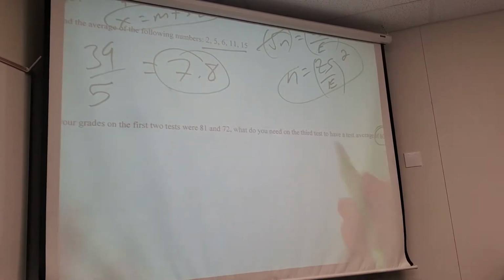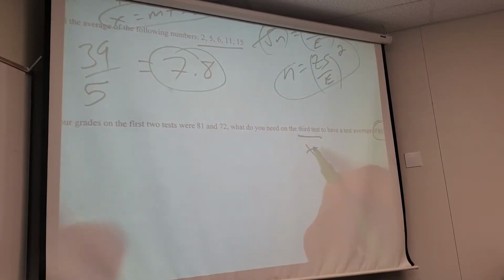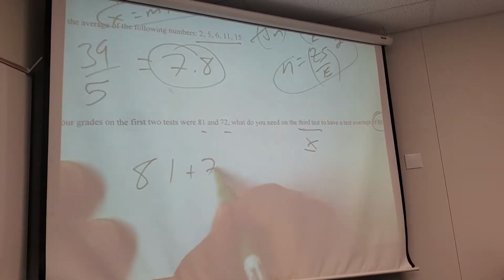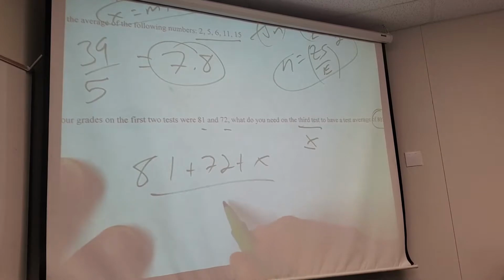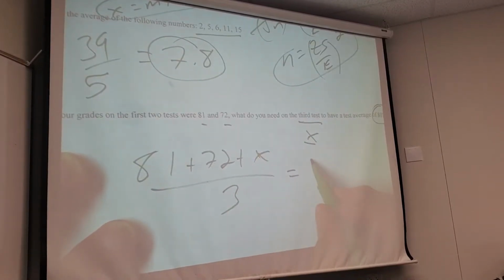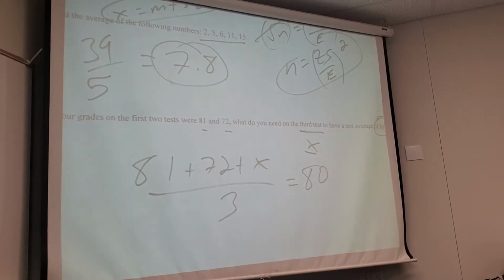What's the thing I don't know? Third test grade. We're going to call it x, that's great. How do you find the average of the 3 tests then? Add them all up and divide by, in this case, 3. And I know the answer to that average has got to be 80. And then I just do the algebra.